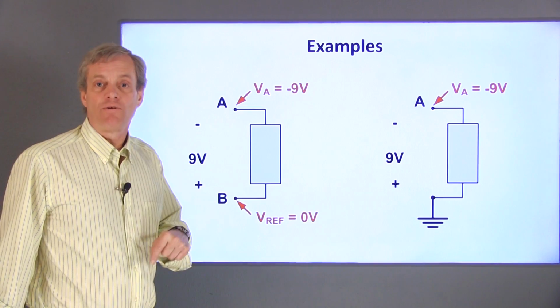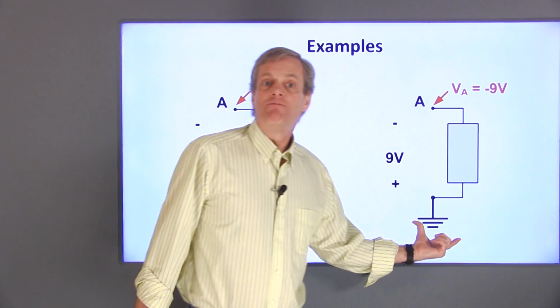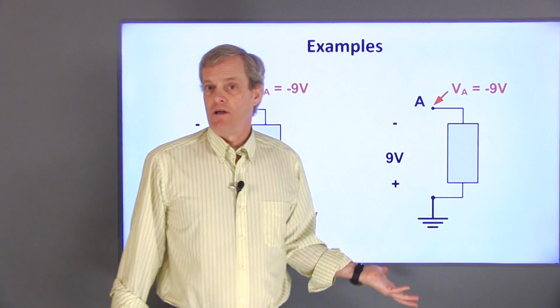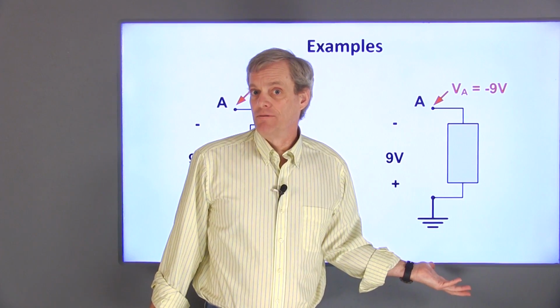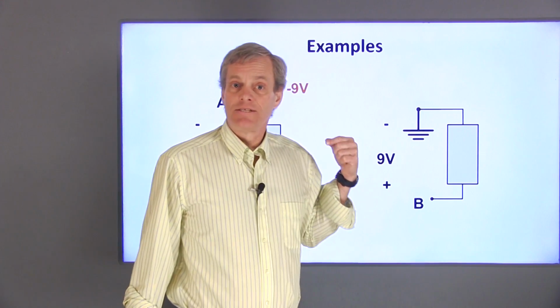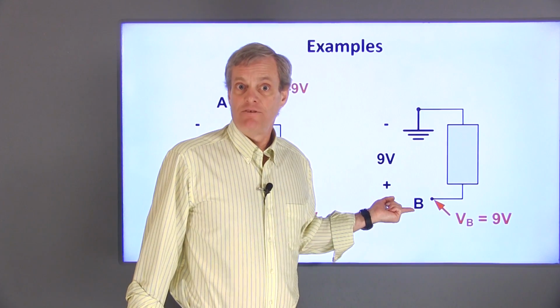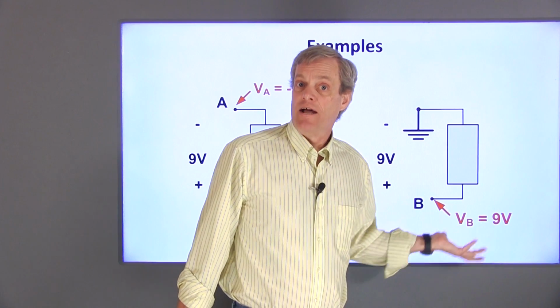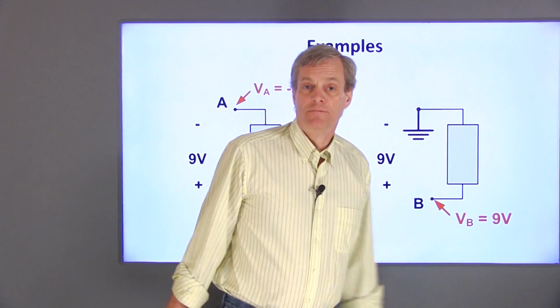If I have an earth ground at B, it's assumed I've physically connected terminal B to the earth, usually via a long copper bar hammered into the earth. On the other hand, I could ground node A. If I do this and measure VB relative to the ground, I'll get positive 9 volts. Node B is 9 volts above 0.